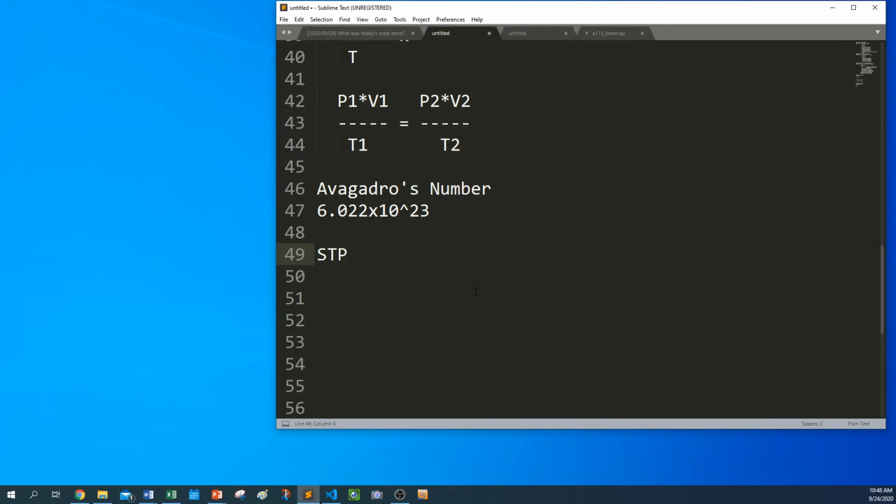What does STP stand for? Standard temperature and pressure. So let's look at standard temperature. What is standard temperature?